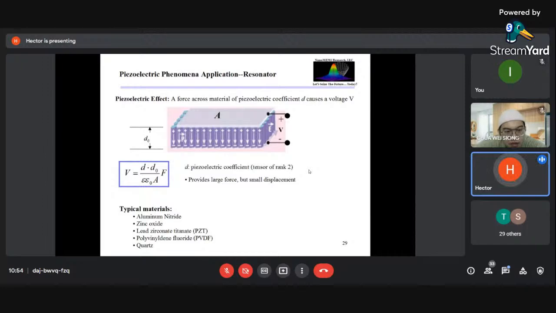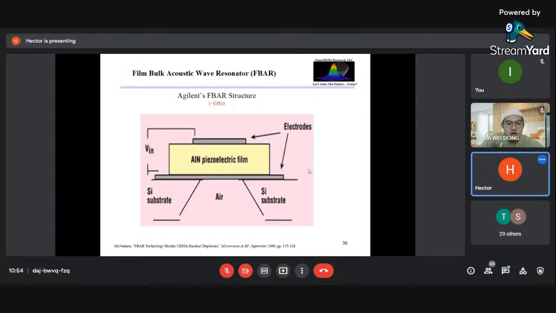Typical materials exhibiting piezoelectricity include aluminum nitride, zinc oxide, lead zirconate titanate, polyvinyl fluoride, and quartz. For applications requiring resonators at frequencies of several gigahertz, the thin film bulk acoustic wave resonator is employed. The FBAR is essentially an acoustic cavity. It consists of a piezoelectric material, aluminum nitride in this case, which is sandwiched between two electrodes, where the electrodes act as acoustic impedance discontinuities.